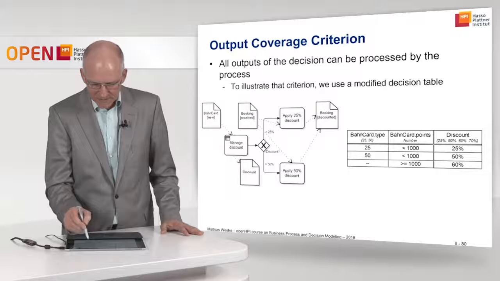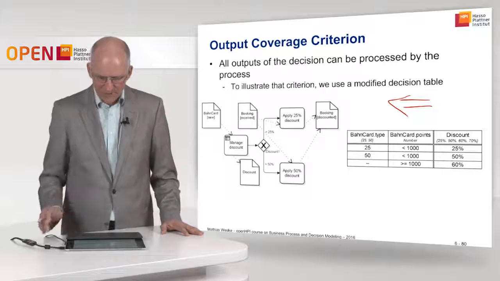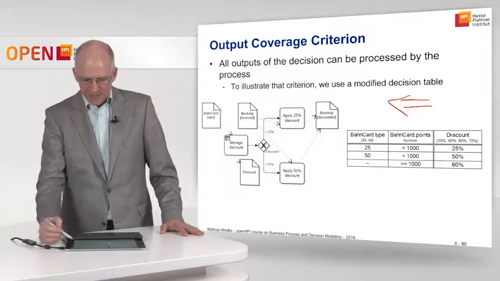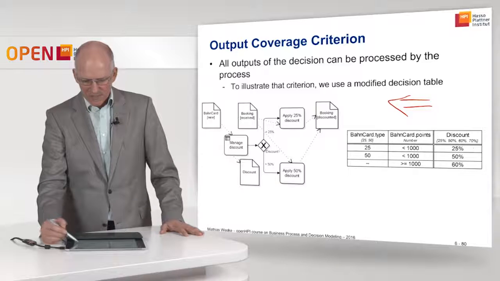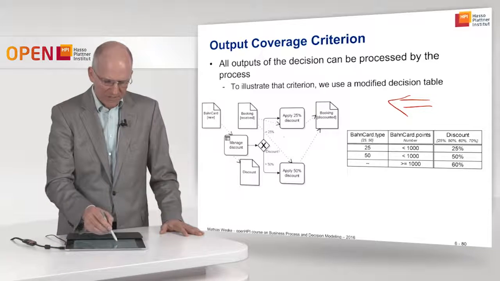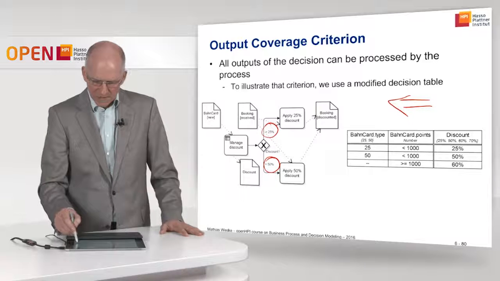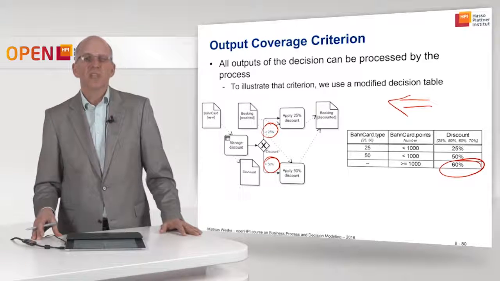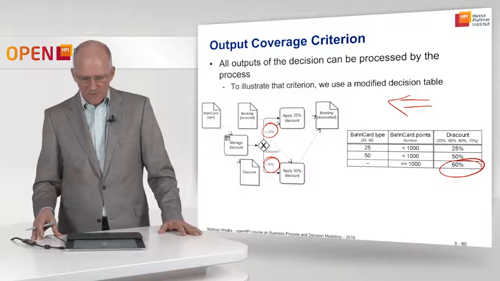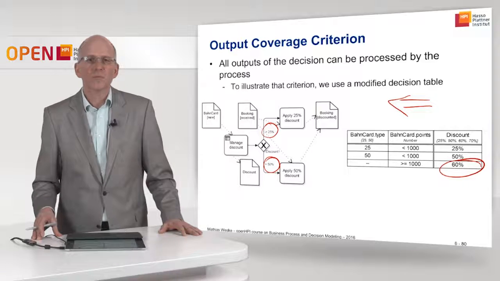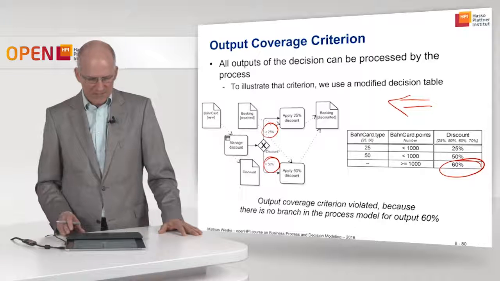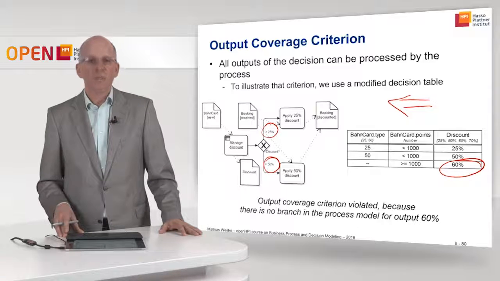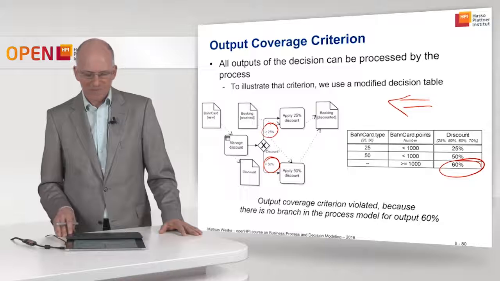So it's a view from the right to the left in this example, so from the decision table to the process. Now in the decision table we can look at the output. Well, the output is 25, 50 and 60. But in the process we just have 25 and 50. So for 60 there's no coverage in the process. So the decision could come up with an output value that the process can no longer process. So it's clear in this example that the output coverage criterion is violated, because there's no branch in the process model for the output 60%.